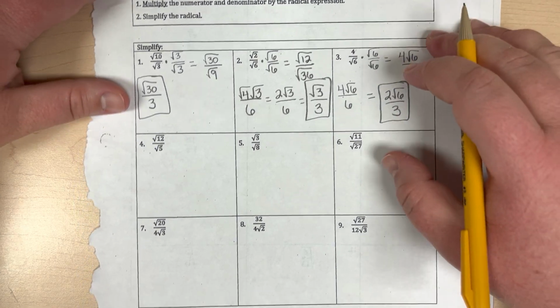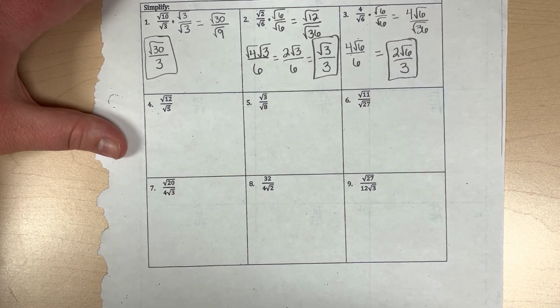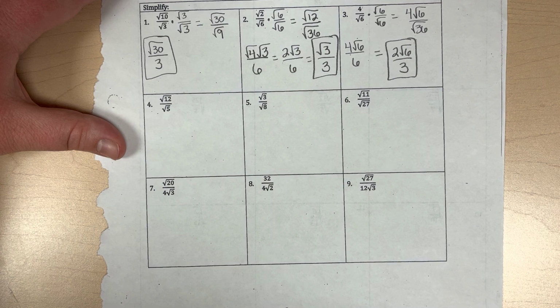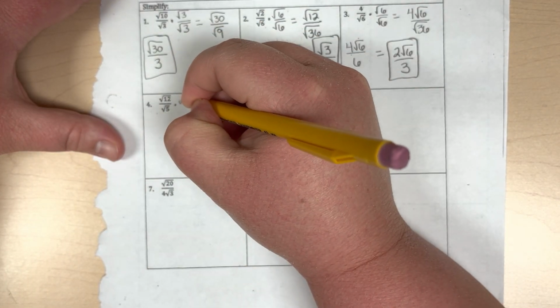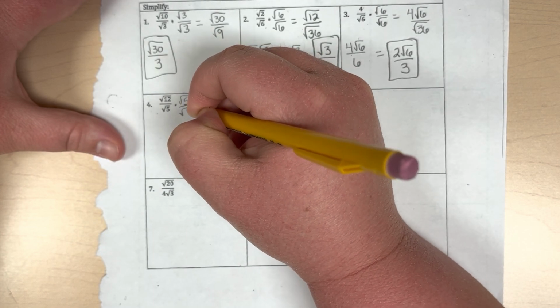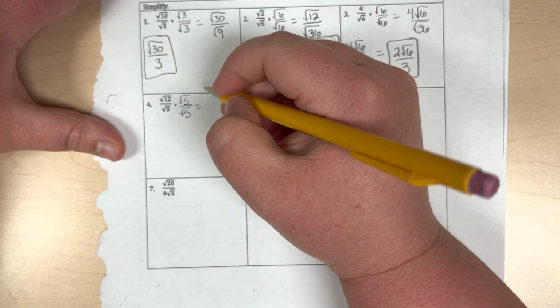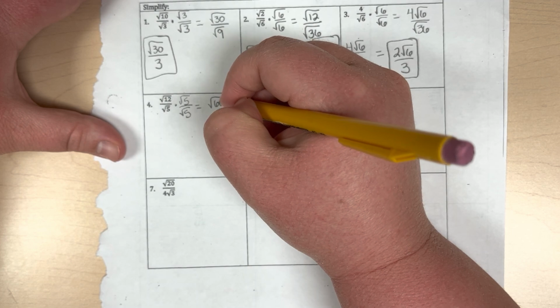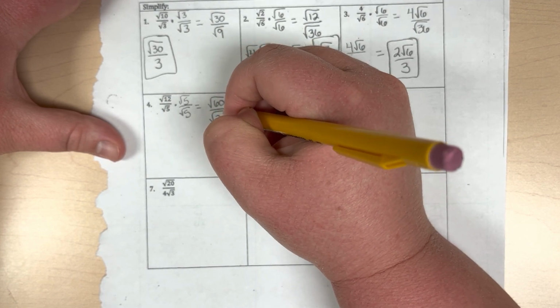All right, number 4, radical 12 over radical 5. Neither of those are perfect squares, and 12 is not divisible by 5, so I can't simplify there. Multiply the top by radical 5 and the bottom by radical 5. On the top, you're going to get radical 60. On the bottom, you get radical 25.